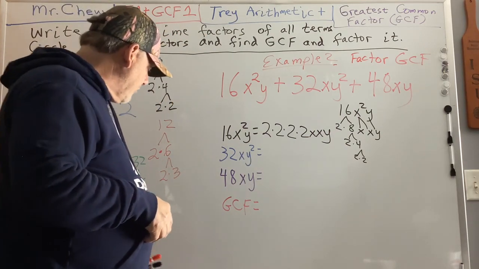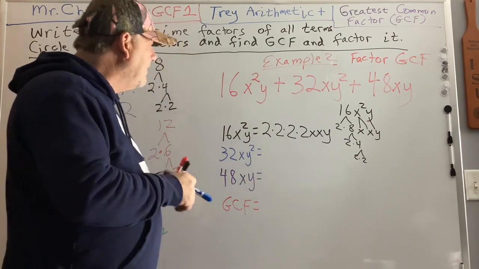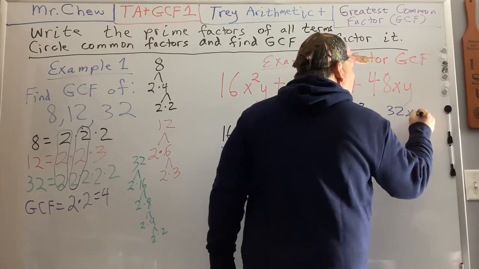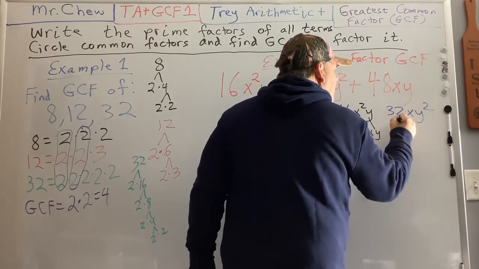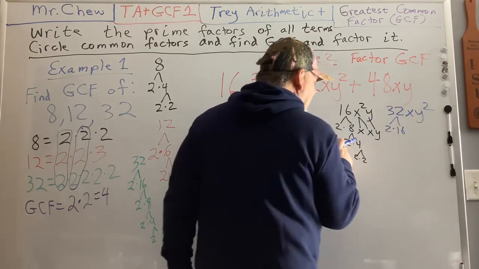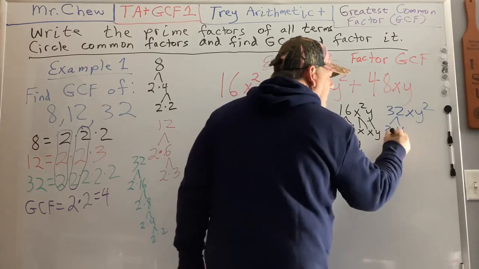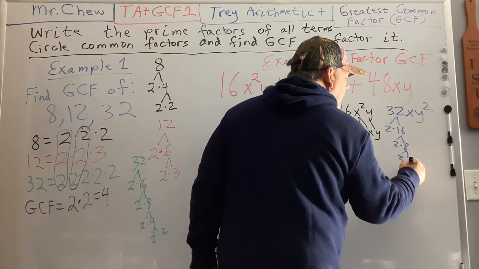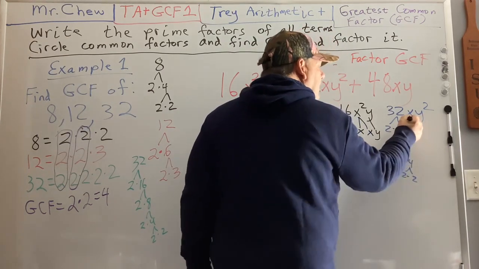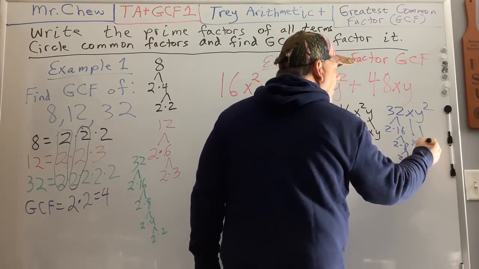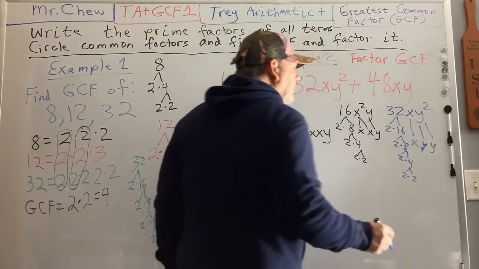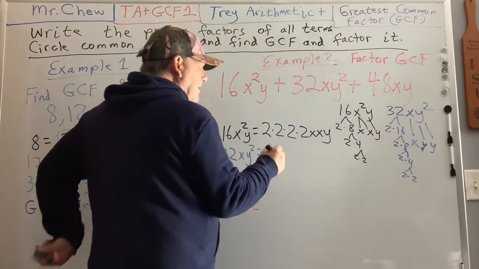Now we're going to do 32xy squared. So 32xy squared is going to be 2 times 16, and then it has the rest of these: 2 times 8, 2 times 4, 2 times 2, and then I have an x, a y, and a y. So now I write these underneath.